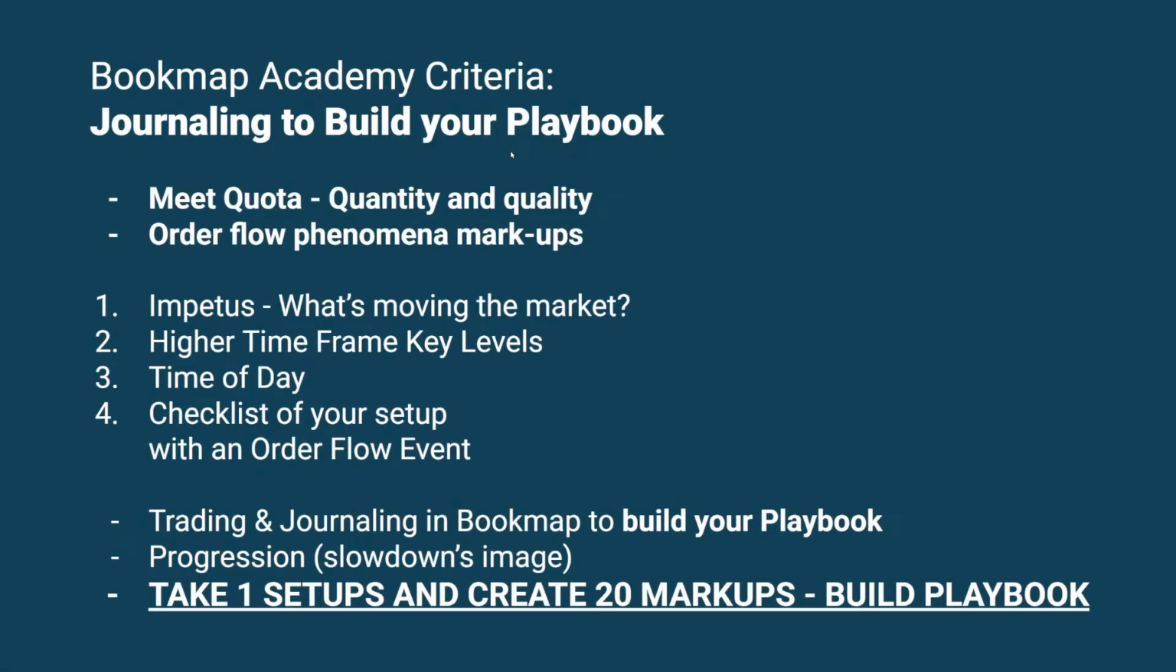All right, so now we built out, this is part of the Bookmap Academy playbook, or the journaling here. We've built this out over the last few weeks and added a little bit more in here. So you're looking to meet a quota, a quantitative and qualitative quota, and then mark up your charts, okay? Journal your trades. And then what we're looking for in the journal here, we've got 4 points you can see. We're looking for a market impetus. What's moving the market? Align that with your higher time frame key levels.